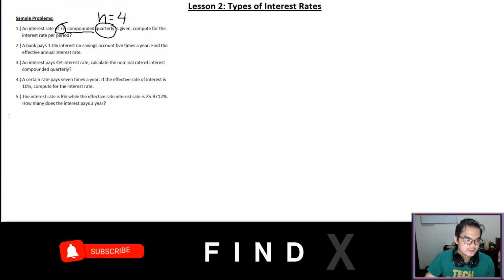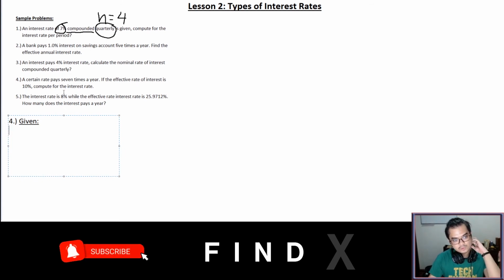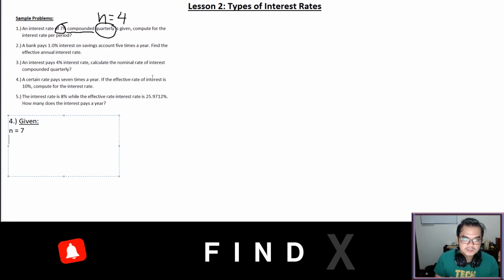Okay, next problem. Going to the next problem, we have number 4. We have the givens. What are the givens? A certain rate pays 7 times a year. If the effective rate of interest is 10%, compute for the interest rate. As you can see, it pays 7 times a year, therefore that will be your N. So N must be equal to 7. And if the effective rate of interest is 10%, therefore 10% will be your IE. That is 10%, or this is also equal to the decimal 0.1, or 0.10, still the same.